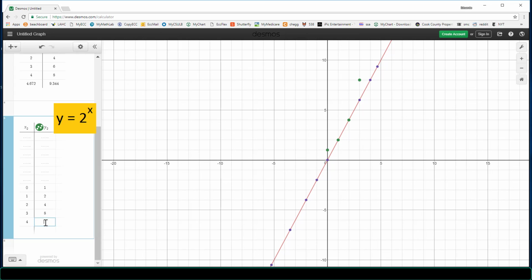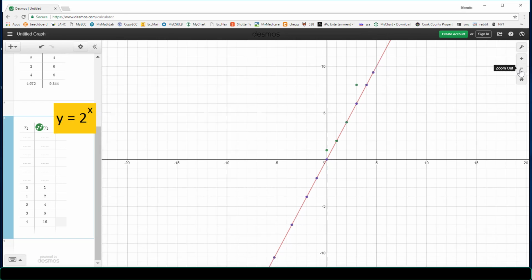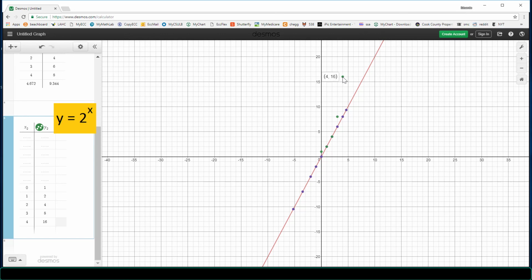4, well then this goes to the power of 16. 2 to the power of 4 is 16. And, well, as we can see, this thing is just growing pretty quickly. Already when x equals 4, the result is off the charts over here. I'm going to have to zoom out a little bit just so we can see. There it is. So 4 comma 16. Okay, so as we can see, these green dots here are beginning to form a different shape than the purple dots did. Let's look at some negative results.